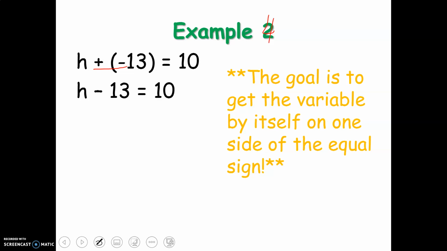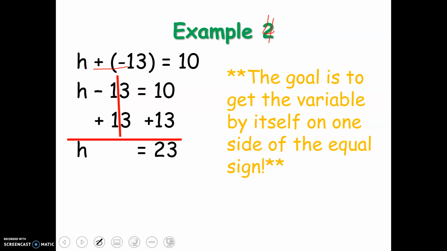Our goal is to isolate the h on the left-hand side. So we must move the minus 13. The opposite of subtracting 13 is to add 13. But what we do on one side of the equation, we must do on the other. On the left-hand side, the minus 13 and plus 13 become 0. On the right-hand side, we have 10 plus 13. So we get h is equal to 23.